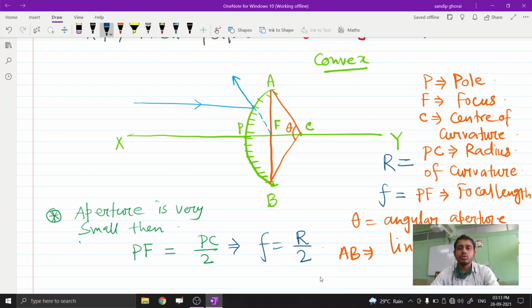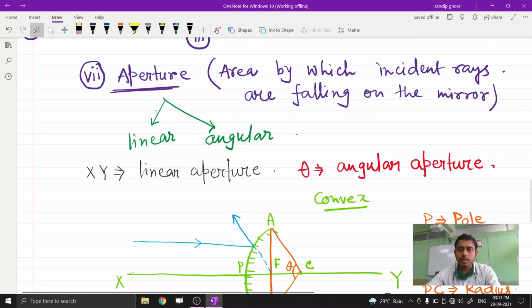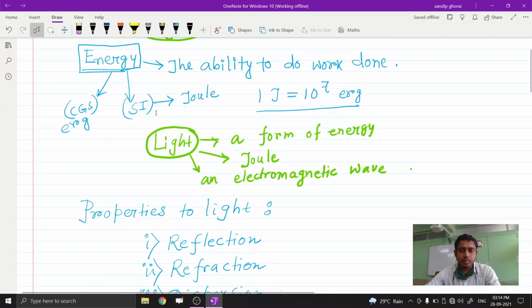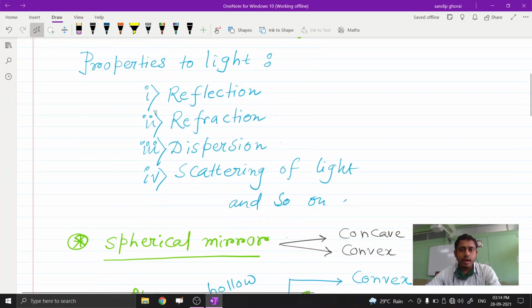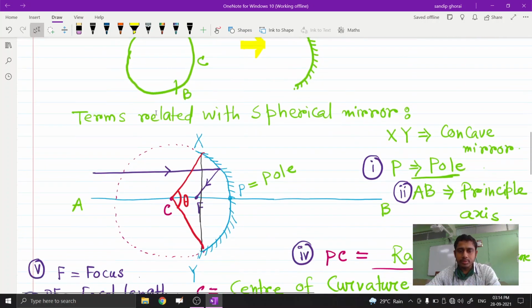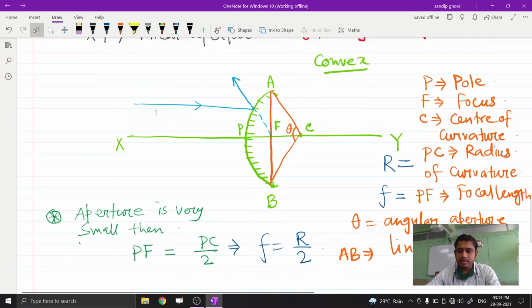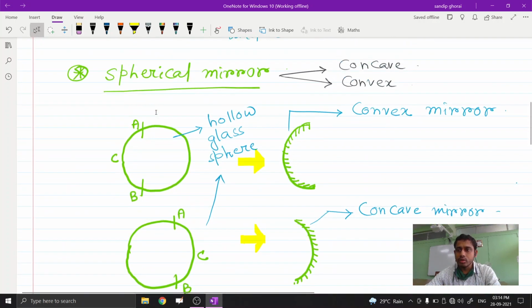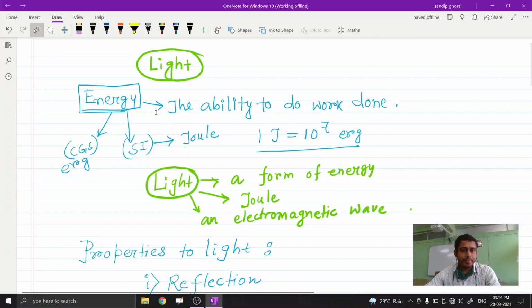So this is the end of the class. Today I discussed what light energy is, the properties of light energy, the different types of spherical mirror, and the terms related to spherical mirror. In the next class we will discuss real image and virtual image.